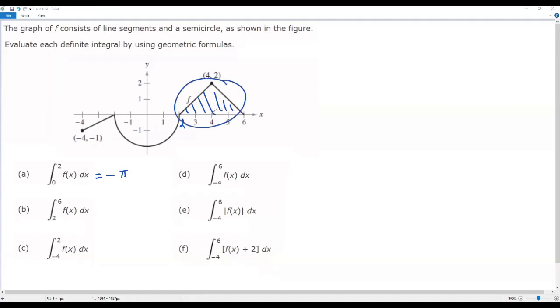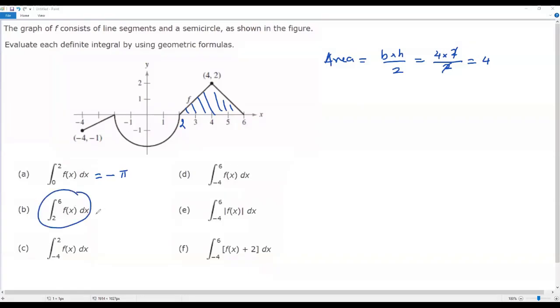To get the area of a triangle, the formula is, let me write the formula over here, base times height divided by 2. The base of the triangle is from 2 to 6, there is 1, 2, 3, 4 units. So the base of the triangle is 4 units and the height of the triangle is 2 units. So let's plug in 4 for base and 2 for height. So 4 times 2 over 2, this 2 will cancel. I'm getting the area of 4. So the evaluation of the definite integral from 2 to 6 of f of x dx equals 4.